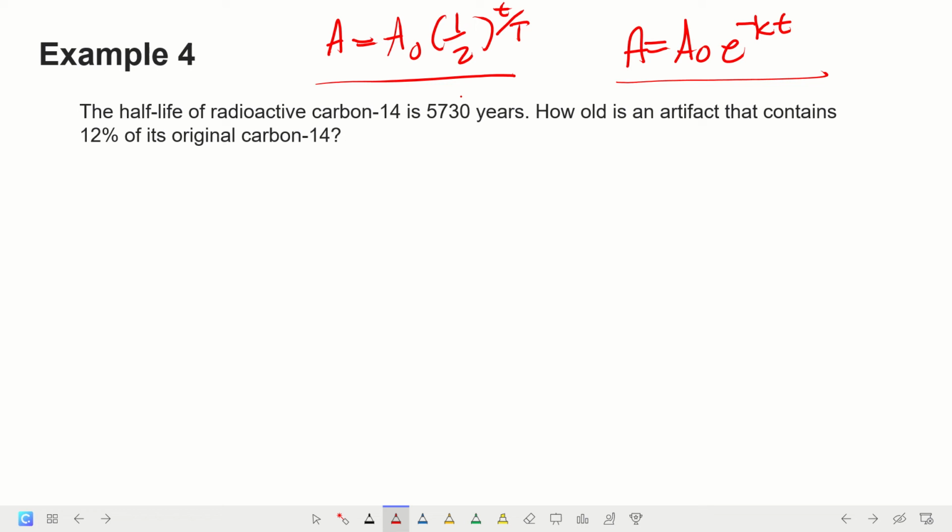So, let us start with this first one, which is simpler. A is equal to A sub O times 1/2 raised to T divided by the defined unit of time.